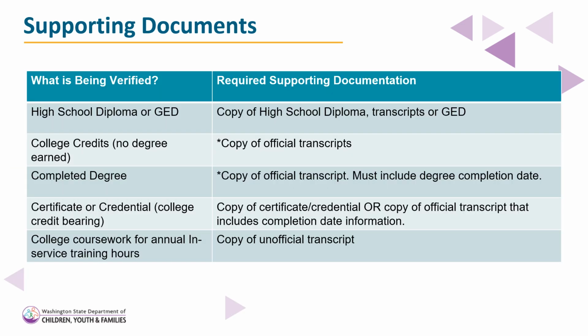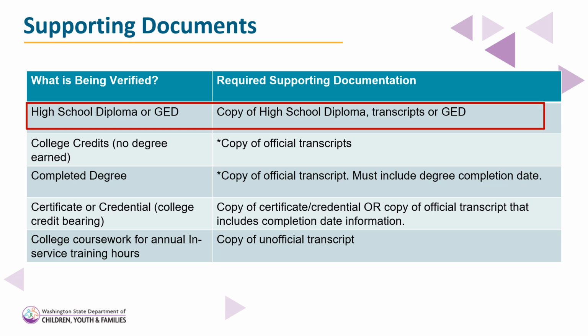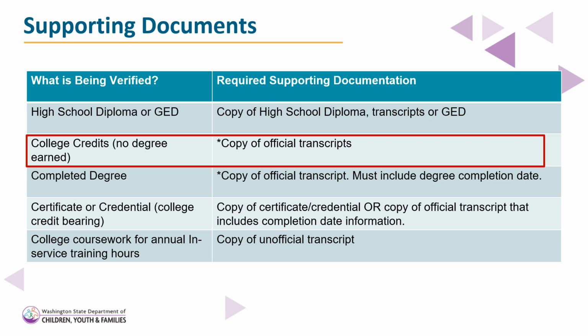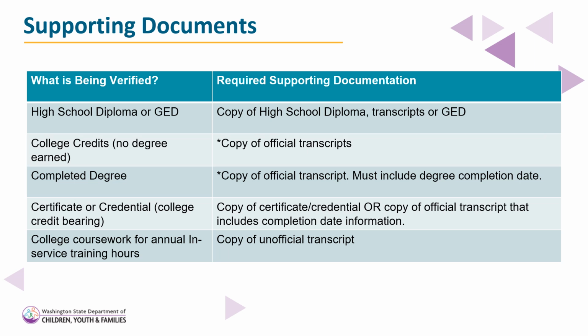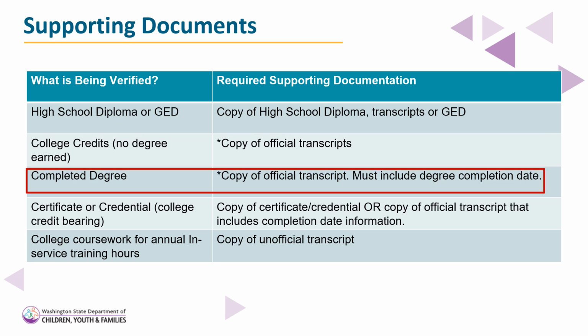Now let's talk about the supporting document requirements to have education recorded in Merit. For high school or GED, the diploma or official transcript is required. To have college credits recorded, an official transcript is required and must include course completion. For a completed college degree, the degree diploma cannot be used for this verification process. An official transcript is required and must include the degree completion date.